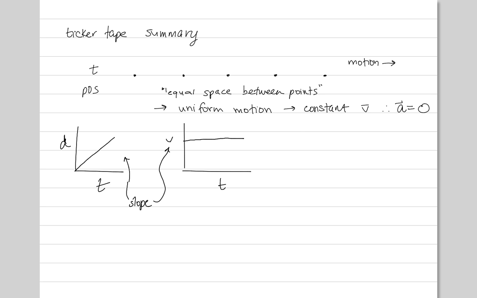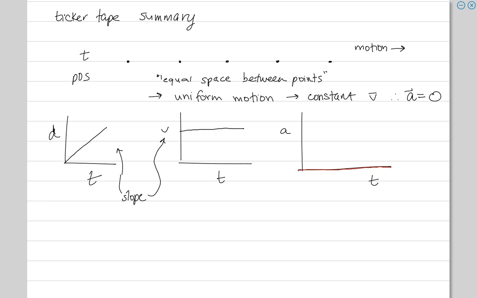And then what would the acceleration time graph of this look like? And I apologize for the squiggly lines. What does a equals 0 look like on a graph? Right, like this? Okay, 0 everywhere. Okay, so this was the uniform motion summary.